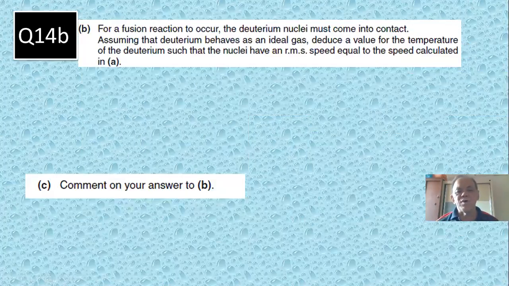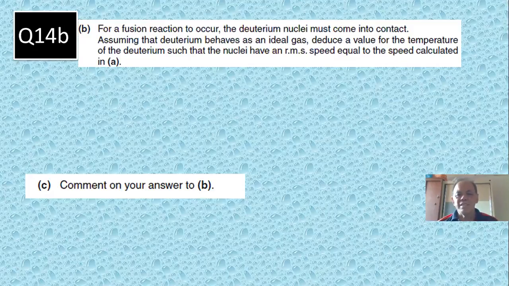For a fusion reaction to occur, the deuterium nuclei must come into contact. At least they must come into contact. Assuming that deuterium behaves as an ideal gas, deduce a value for the temperature of the deuterium such that the nuclei have a root mean square speed equal to the speed calculated. So take the speed as equal to the root mean square speed. This question is good because it combines 3 different topics. Nuclear physics, binding energy, they combine electric field, electric potential energy, and now they use ideal gas.